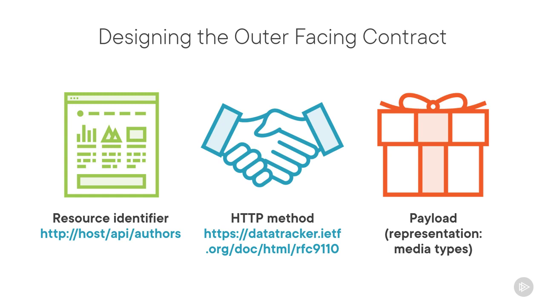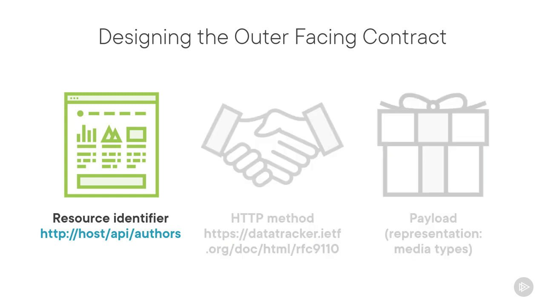We'll start with the first part of the contract, the resource identifier. We looked into the uniform interface constraint in the previous module. It covers the fact that resources are identified by URIs. But as far as naming of resources or URI design guidelines is concerned, there is no standard that describes that. There are, however, best practices for this.